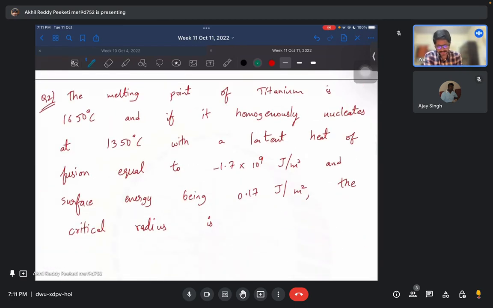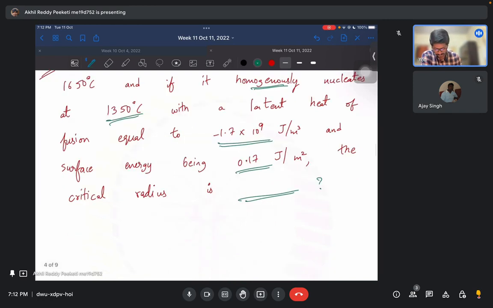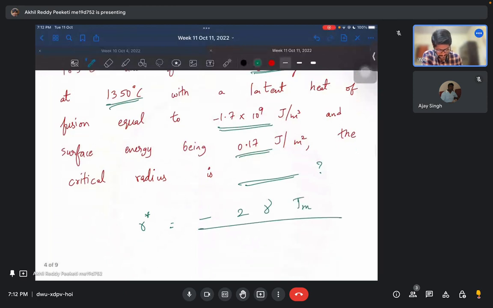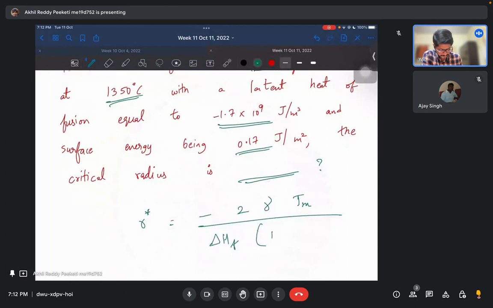So here we are looking at titanium, a similar question. The melting point of titanium is given, and it homogeneously nucleates at 1350 degrees Celsius. The latent heat of fusion is given as minus 1.7 times 10 power 9, and the surface energy is 0.17. Again, we are asked for the critical radius. Directly, because now we know the formula for critical radius: minus 2 times the surface energy times the melting temperature, divided by the latent heat of fusion times the difference between the melting temperature and the nucleation temperature.